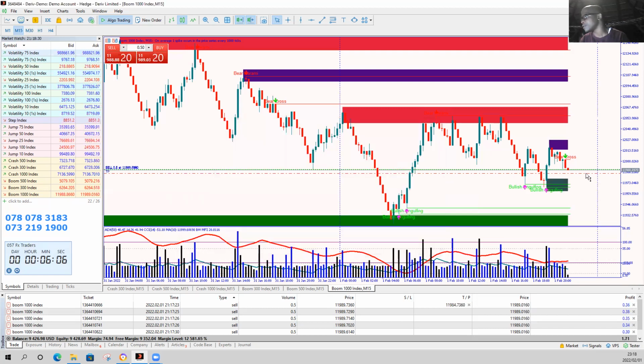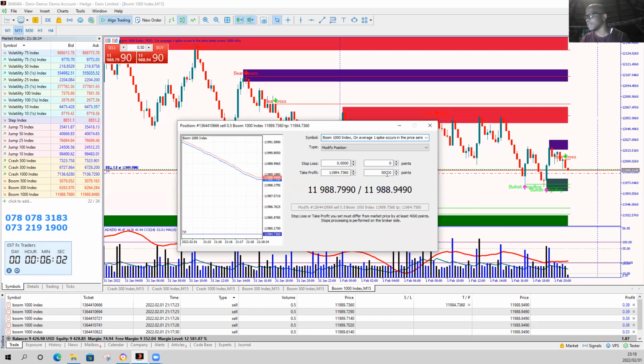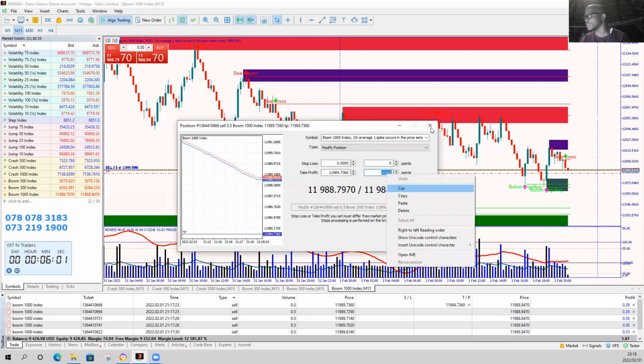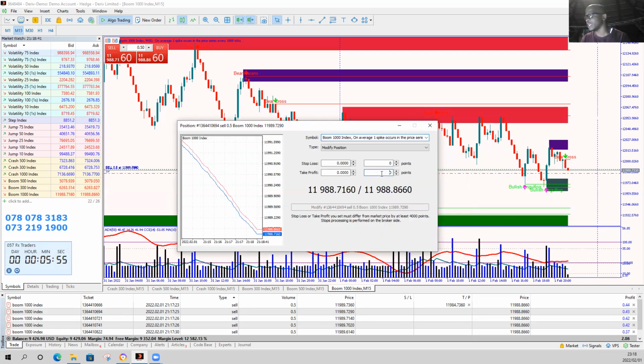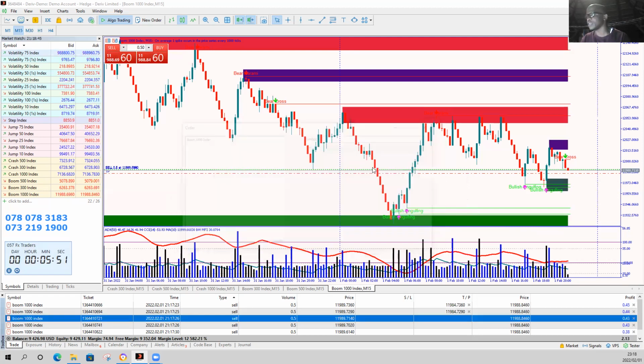Let's check if I'm right. This is $2.5. So I'm expecting $2.5 per trade. I'm going to put all my take profits at $2.5. Remember, I said we're taking a little, but we're taking more. We're taking a little and we run away.